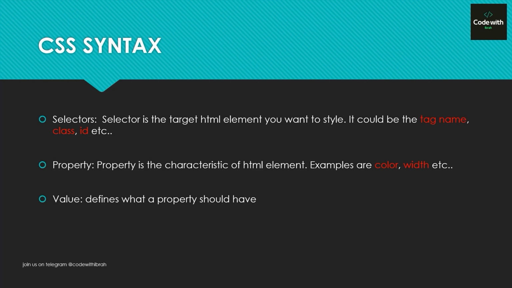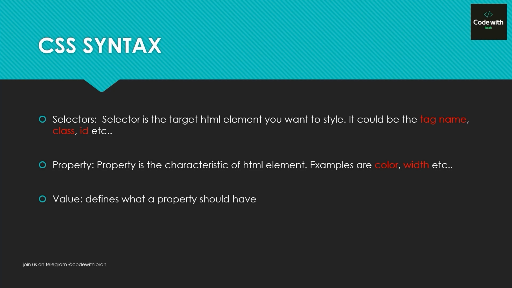It could be the tag name, like H1, P, small, all the tag names that you know. Or it could also be the class. So you can have a P tag, and you give it a class of maybe myself. You target the myself and you give it the style you want. We can also do it by the ID and so on. There are just many, but this is what I included in this slide. We have the property. The property is the characteristics of the HTML elements.